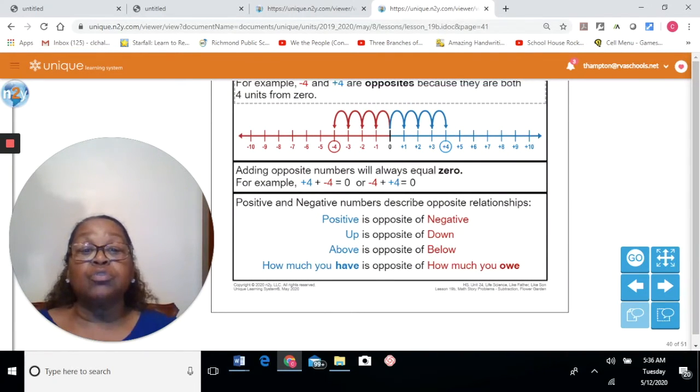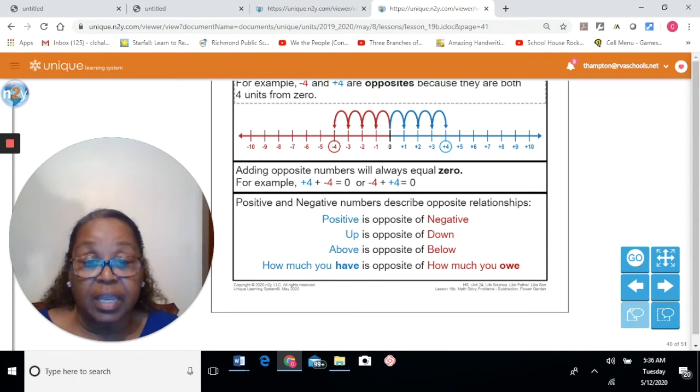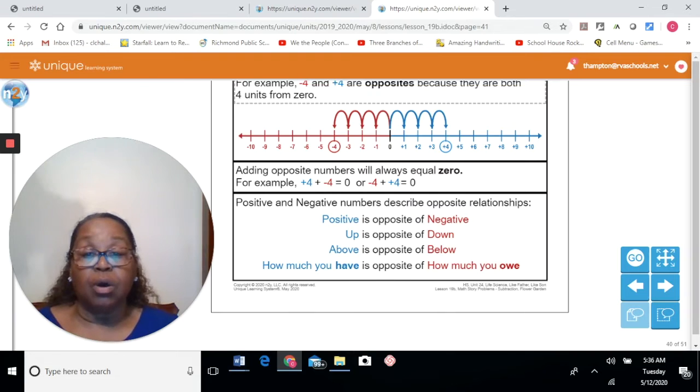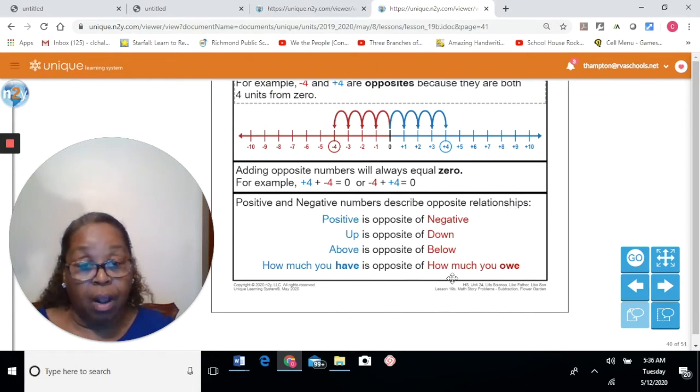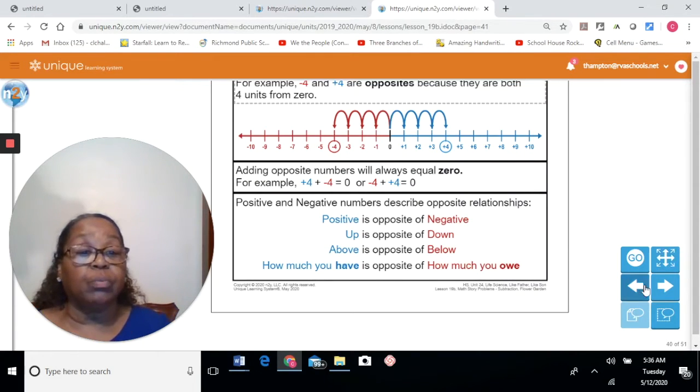Positive and negative numbers describe opposite relationships. Positive is the opposite of negative. Up is the opposite of down. Above is the opposite of below. How much you have is the opposite of how much you owe. This information is important as we read our word problems, because if you see the word below, you know it's going to be negative. If it says how much you have, what you have, that's going to be positive. But if you owe someone, that's going to be negative. That's important for the language that we're going to be using.